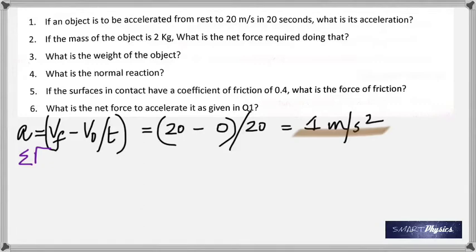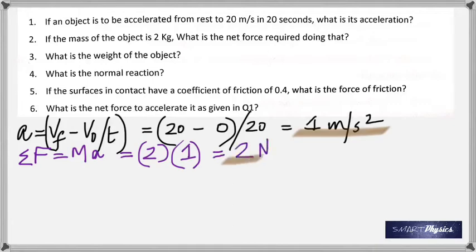The second one says if the mass of the object is 2 kilograms, what is the net force required to do that? According to Newton's second law, net force is mass times the acceleration. Therefore, all you've got to do is, remember it's net force. The mass is given to you. You've got the acceleration right now. Put them together, multiply them, and you get 2 newtons.